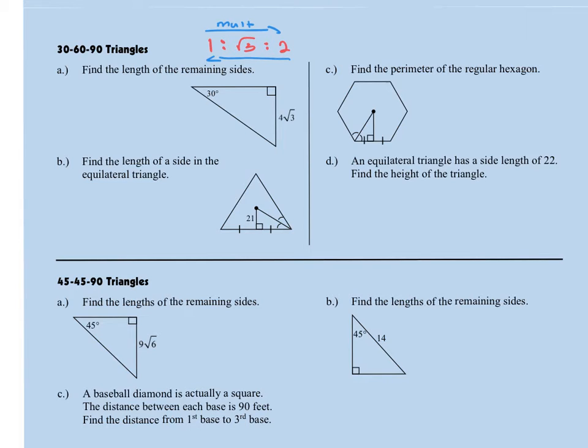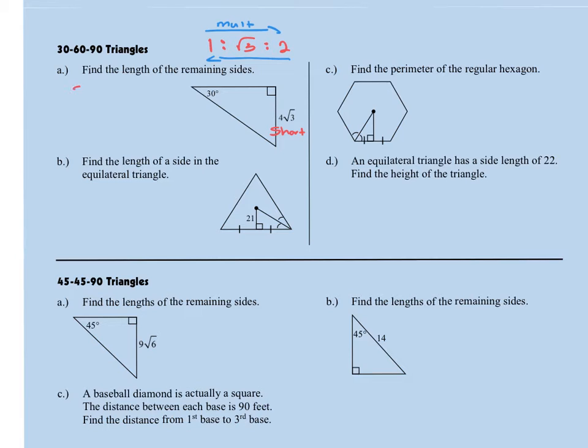So in this first problem, you can see that I've given you this 4 square root of 3. This is across from the 30 degrees, so this is going to be called our short leg. Now, I used that language in the previous page in our little proof, but now we're going to see how this really gets applied. This has to be the short leg because it's across from the smallest angle. So this is going to be our short.